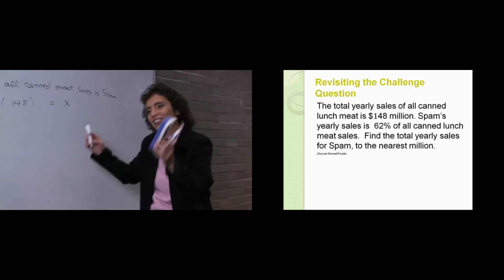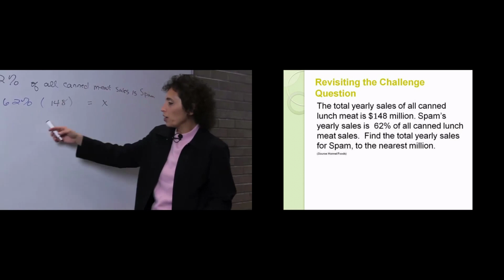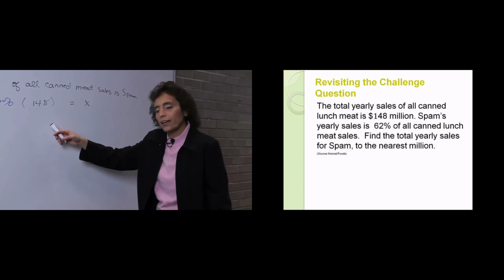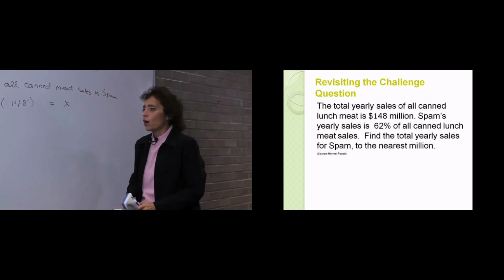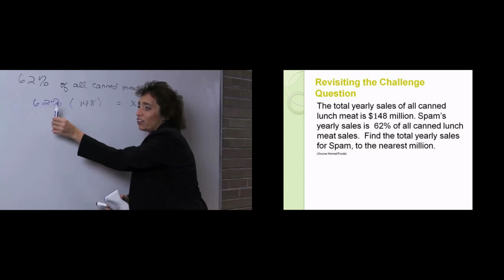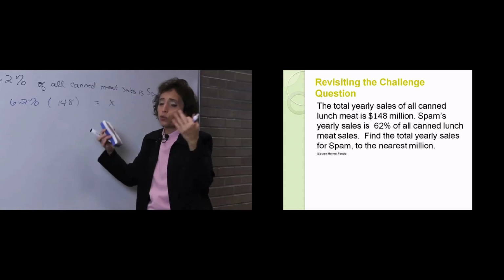Okay, let's revisit this spam question. As long as I don't have to eat it, I'm okay. 62% times 148, if you remember, equals x, equals spam. We had spam there, but spam is our x. All right. To do this, we either have to change 62% to a decimal or to a fraction. I'm going to change it to a decimal.